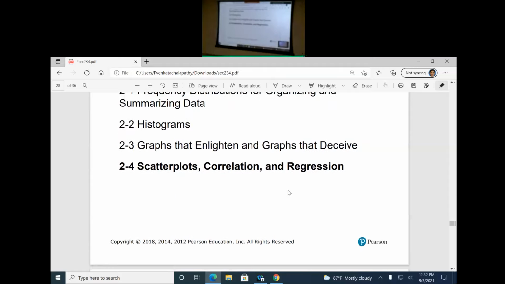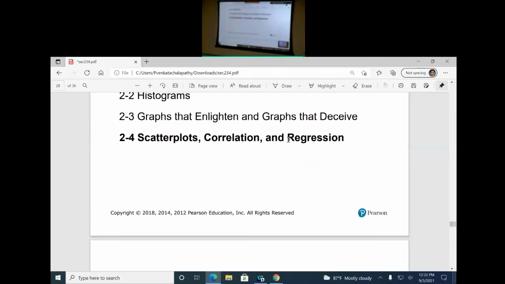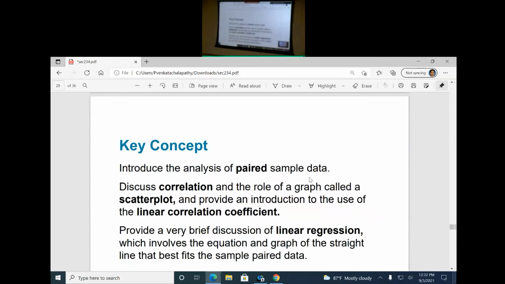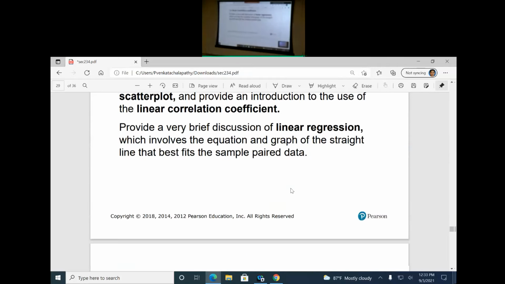Next is section 2.4, scatterplots, correlation and regression. We will study correlation today. And regression, I will be teaching on Tuesday because Monday, I think we have a campus holiday, right? So we will be learning about regression in Tuesday's class. Okay, let's get started.